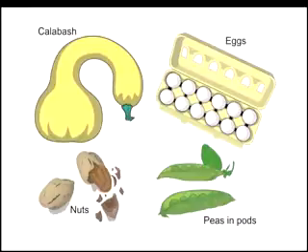This illustration shows natural shell structures, ranging from peas in pods, to nuts in their shells, to a familiar calabash, and to the eggs within the unnatural egg box.